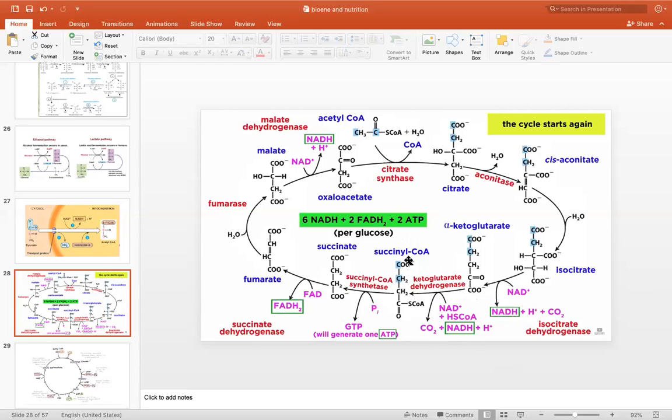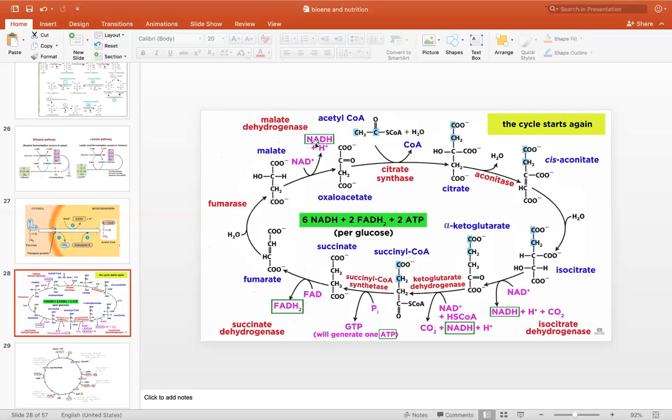Then succinyl-CoA is made into succinate using succinyl-CoA synthase, and a GTP molecule is made in this process. GTP will then further form an ATP. Succinate will then be converted into fumarate by succinate dehydrogenase, and an FADH2 molecule is again formed in this process. And fumarate would eventually then be converted into malate, and malate से फिर oxaloacetate बनेगा और इसमें malate dehydrogenase will act, forming another NADH molecule.